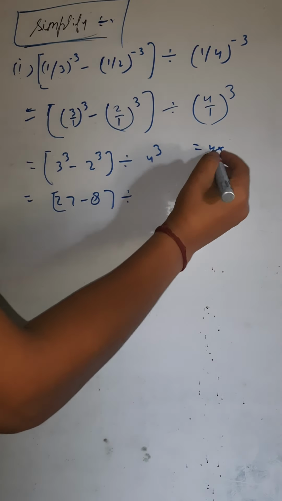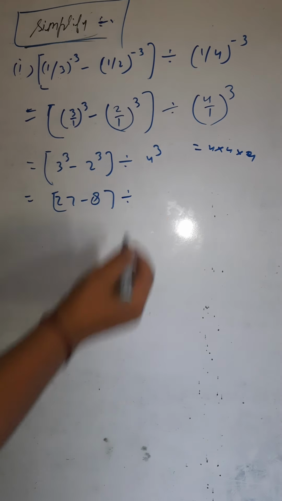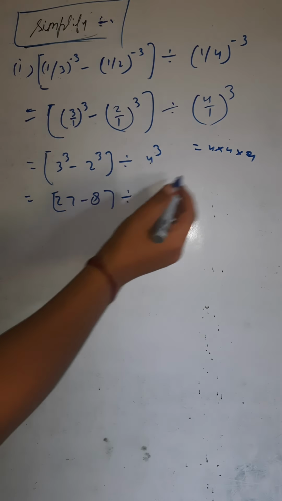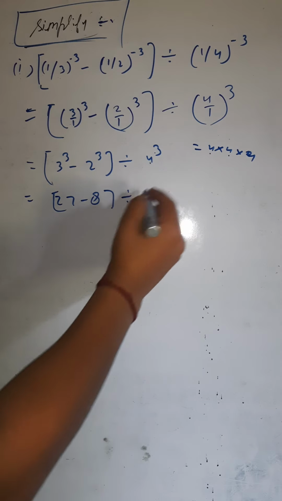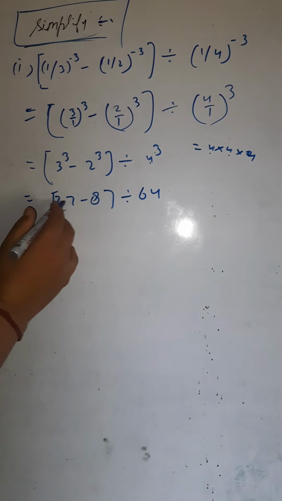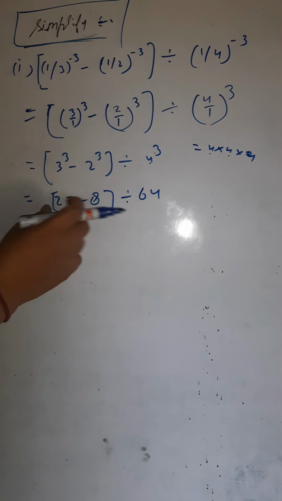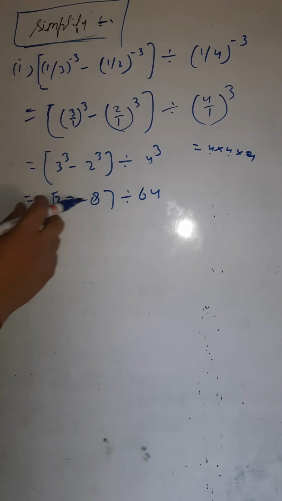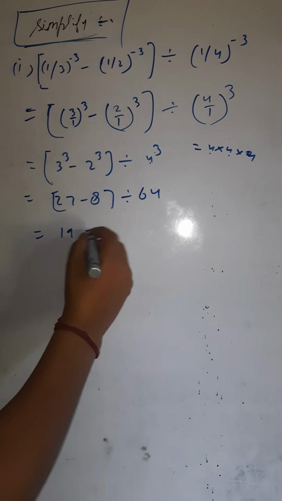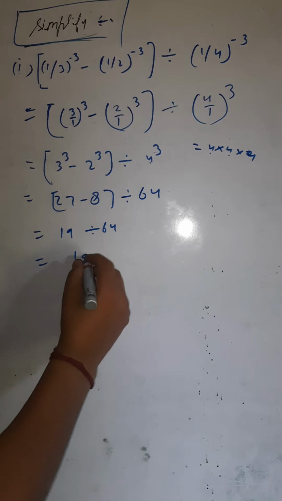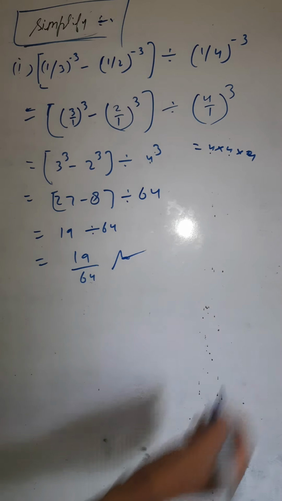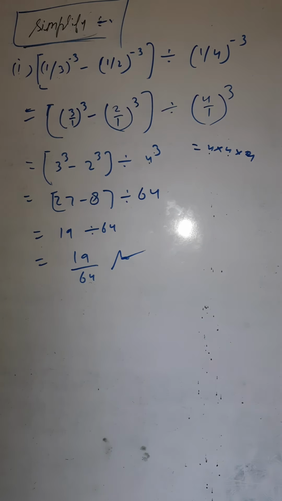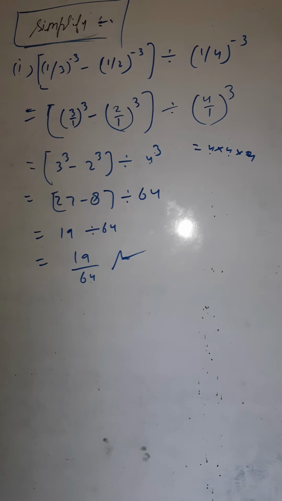It implies you have to multiply 4 three times. So how much will it be? 4 times 4 is 16, 16 times 4 is 64. First you have to open the bracket: 27 minus 8 is 19. So it would be divided by 64, and you can write it as 19/64. So this would be your required answer. This is how you solve the first question.